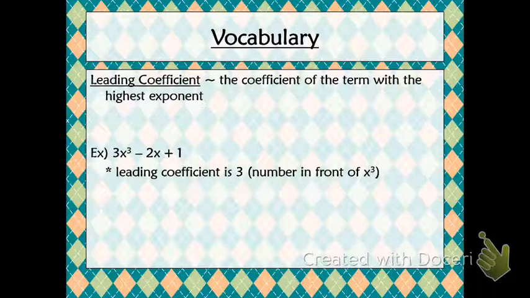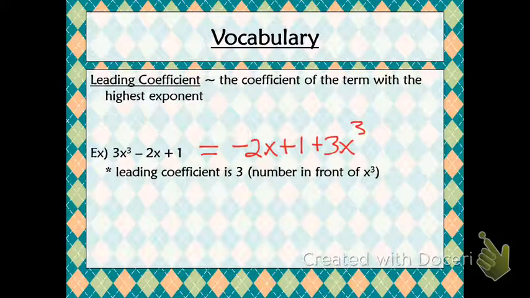One common misconception that you should be careful about: if I rewrote this as negative 2x plus 1 plus 3x cubed, that's the same thing. I'm using the commutative property of addition. The leading coefficient would still be 3. So it doesn't matter whether or not the polynomial was originally written in standard form. It's still looking at the highest degree, which is this 3, and then this would be the leading coefficient.